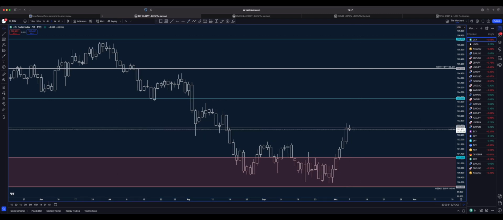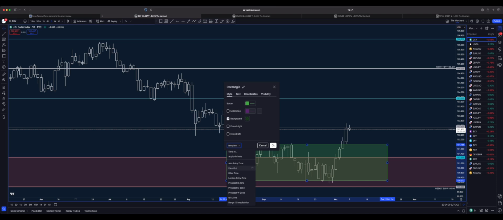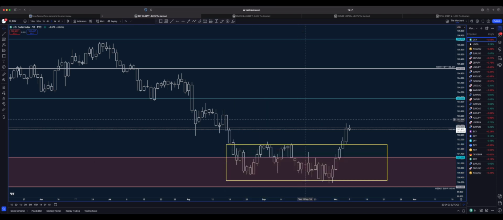But also if we look at it, we have this kind of range. Let me just put it into the range. You can see that the price here was showing resistance. Price broke above and didn't come to retest this area as a support.